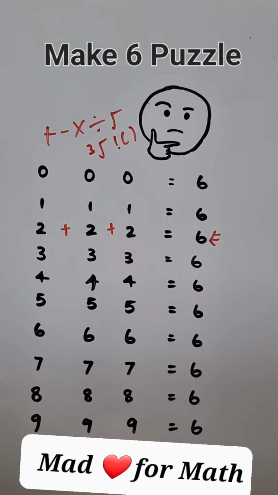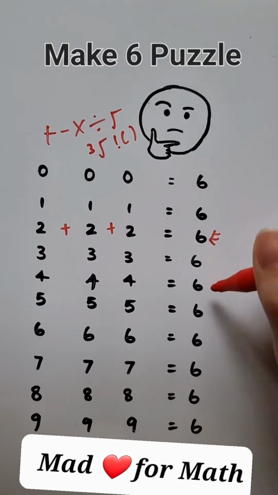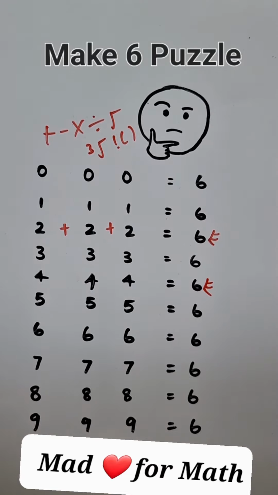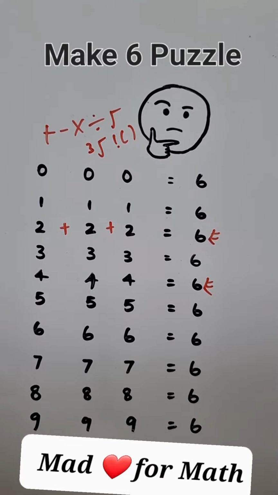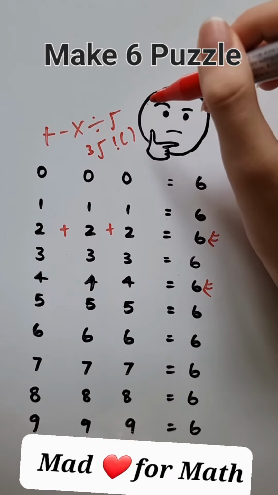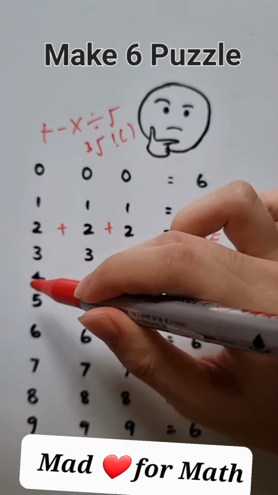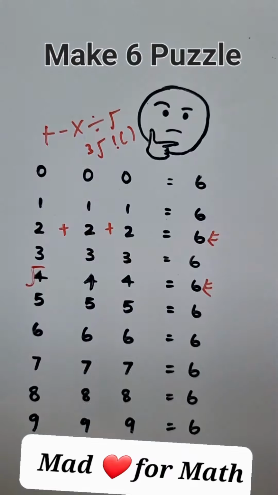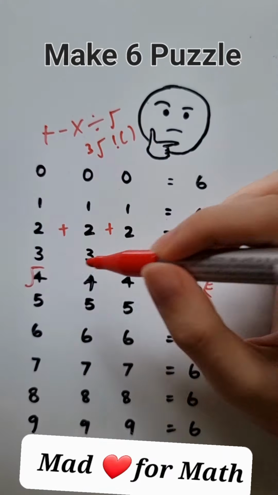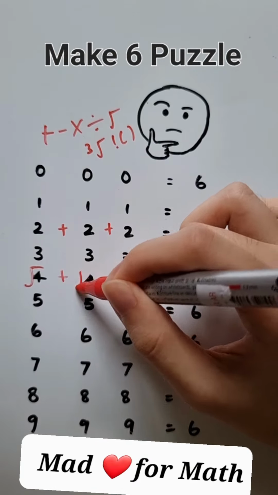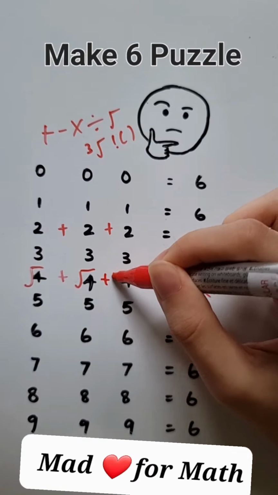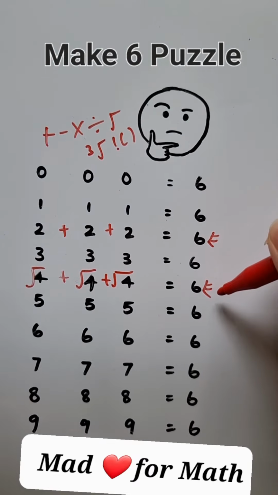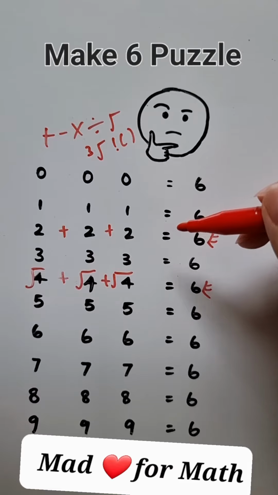So following the similar pattern, we can look at this next equation. So with 4, we can use square root to get 2. So square root of 4, you get 2, plus another square root of 4, plus another square root of 4, you'll get 6, which is similar to this equation earlier.